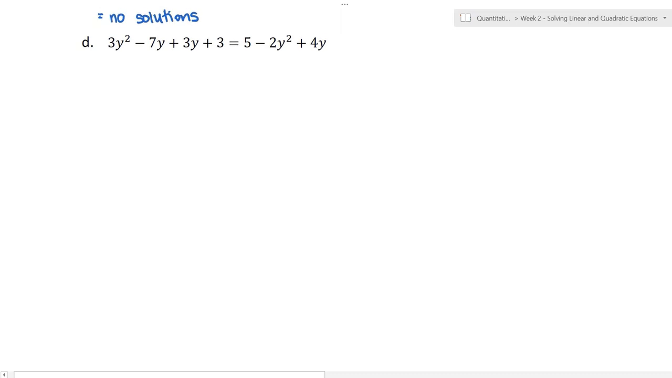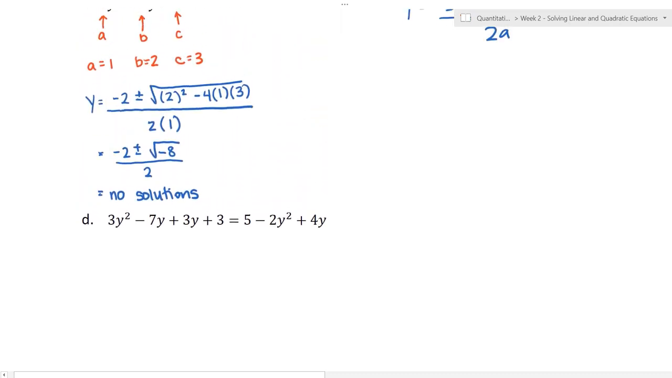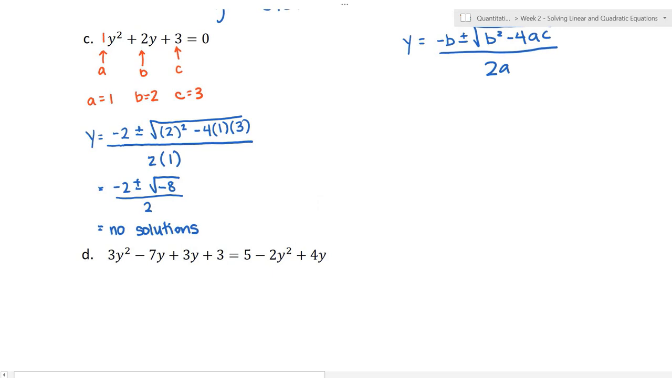Okay, so the first thing we want to do is make sure that the equation is in standard form, like it was in part C. That means the y squareds come first, the y's come second, and then just the numbers on their own come third, equals 0 on the right side, because nothing else is left on the right. So I'm going to start by rearranging everything. So this negative 2y squared, that's going to move to the other side of the equal sign. So I have 3y squared, and instead of it being negative 2y squared, it's going to be positive 2 because it's moved from one side of the equal to the other side.